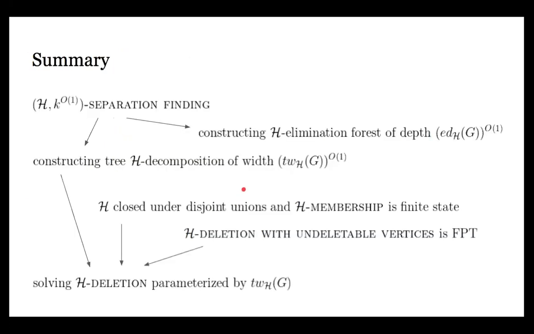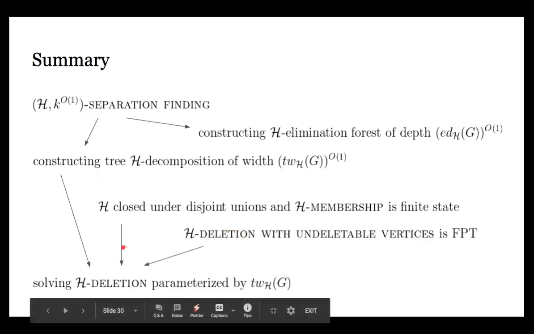All right, so we can fill our picture with the following arrows: once we are able to construct a treedepth-H decomposition of moderate width, we can check if our favorite graph class satisfies these two conditions, so the problem is solvable when given a decomposition, which makes our H deletion problem FPT parameterized by H-treewidth.